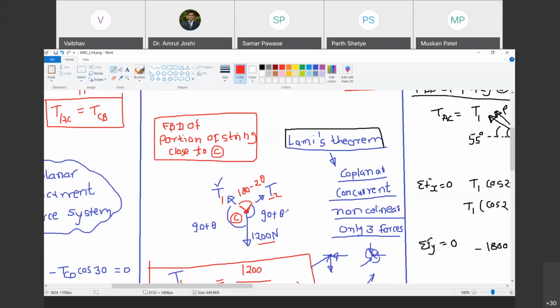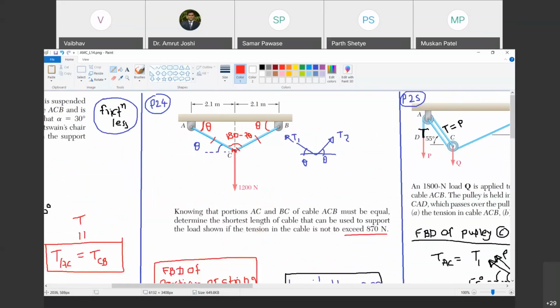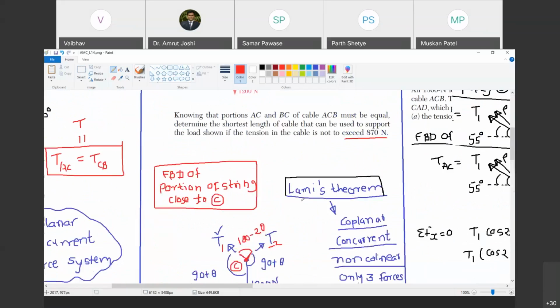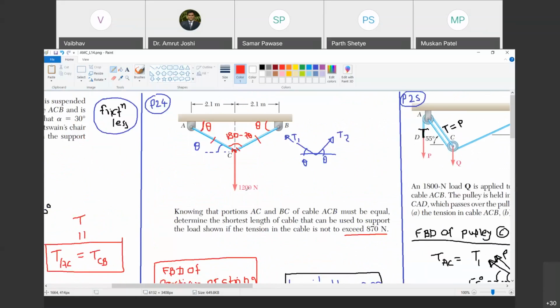So Lami's theorem का statement एक बार फिर से बताता हूँ. If the body is under equilibrium with non-collinear concurrent coplanar force system and only three forces are maintaining the equilibrium, then and then only we can apply Lami's theorem. Are you with me? चलो, तो यही प्रॉब्लम कल हम ट्रेडिशनल रिजोल्यूशन ऑफ फोर्सेस से भी सॉल्व करेंगे.